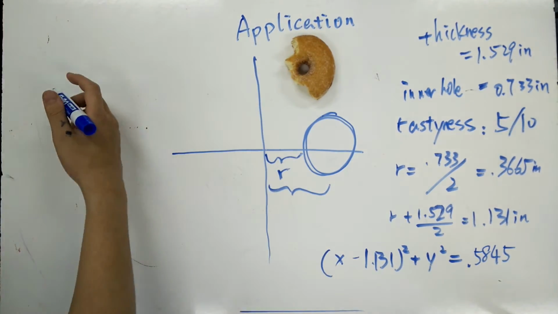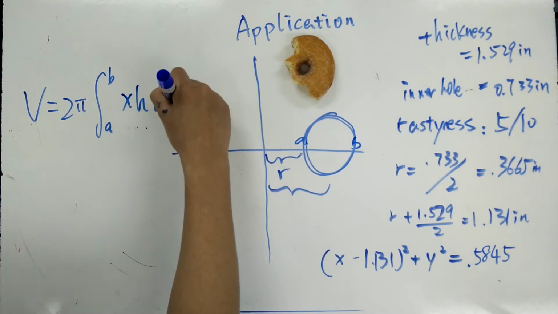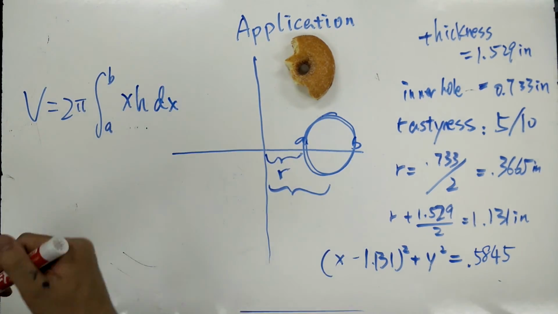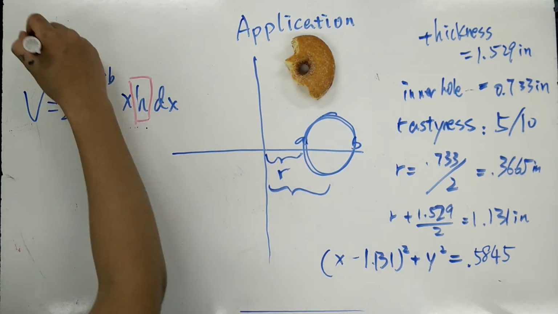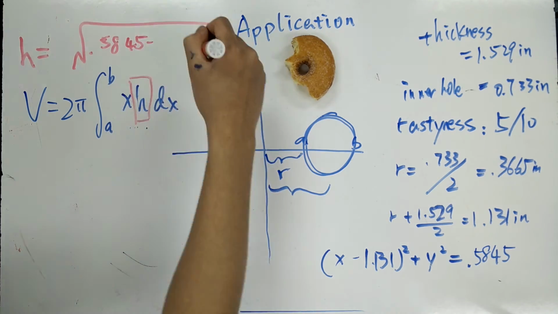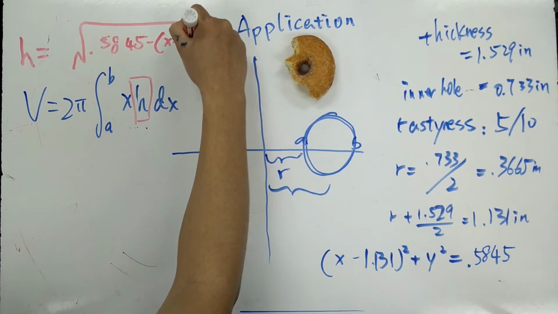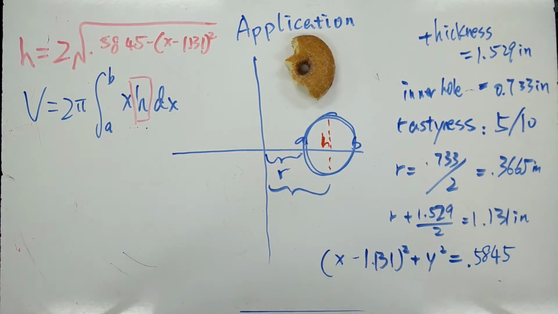Here's the general formula for shell method. We're going to integrate from A to B the volume of each shell. First, we need the height of each shell. To find the height, we isolate y and multiply that by 2. This will give us the height across our cross-section. Yeah, that's the height we're talking about.